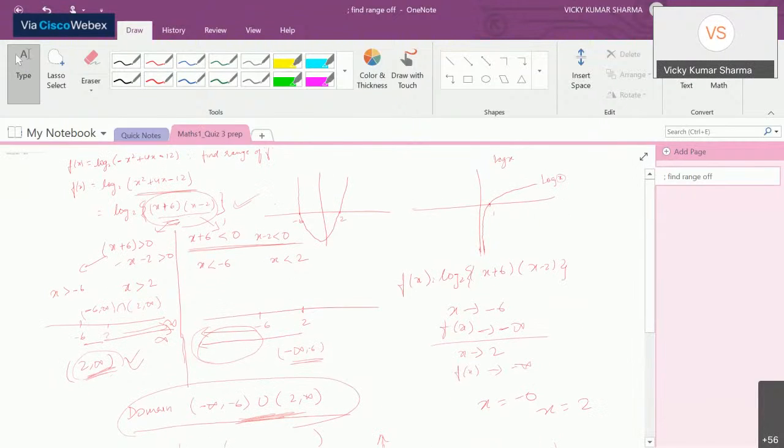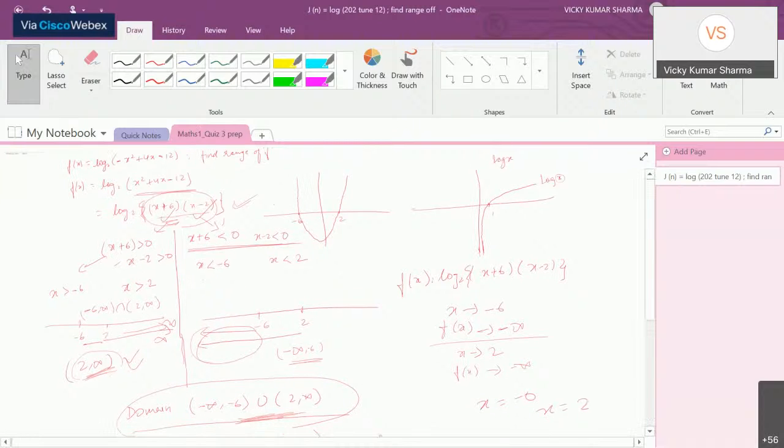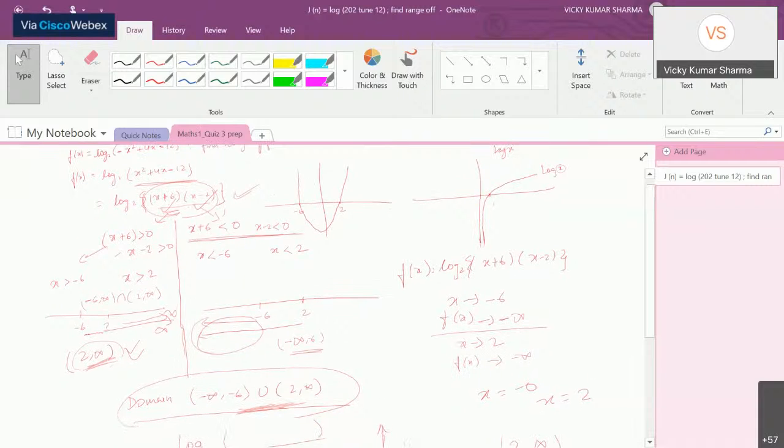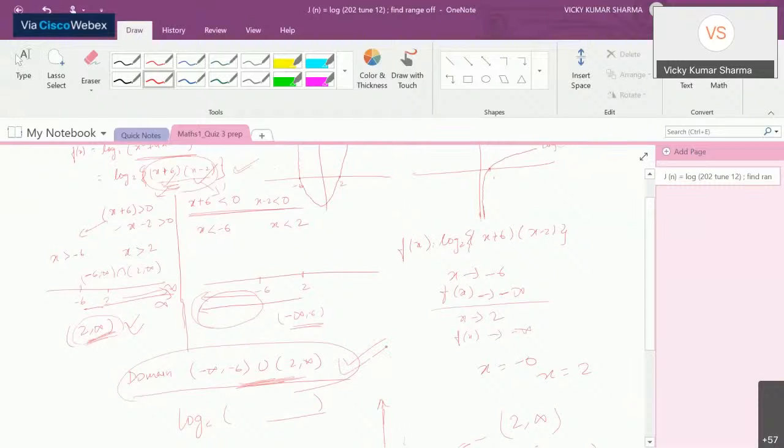We said initially that this has to be greater than 0. So there are two cases for it to be greater than 0: either both of these terms are greater than 0, or both of them are less than 0. Then only, overall, it is going to be greater than 0, right? That's why we did it in the beginning. We first have to make sure that the domain is defined, so this part has to be greater than 0. That's why we find our domain first.